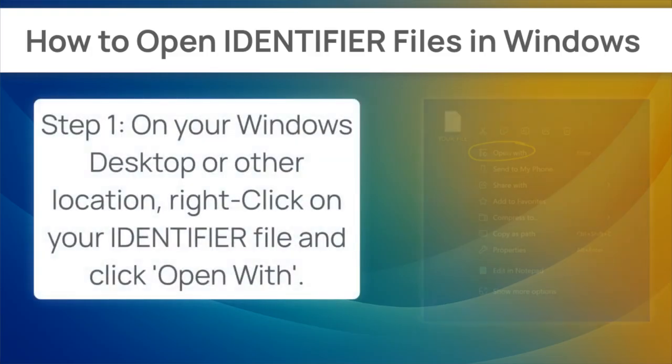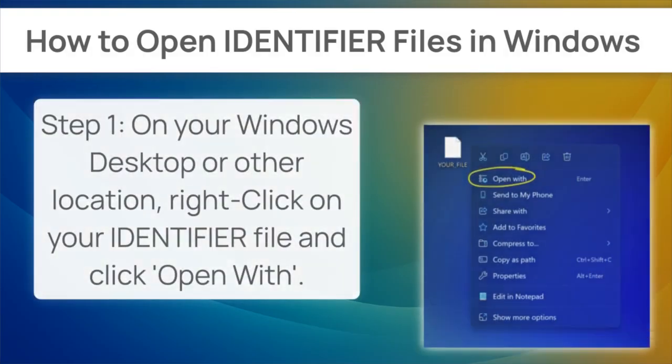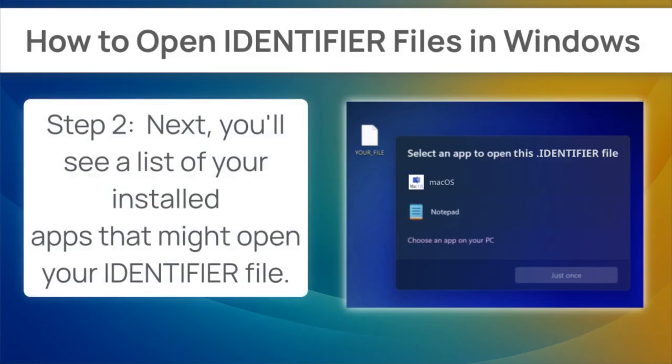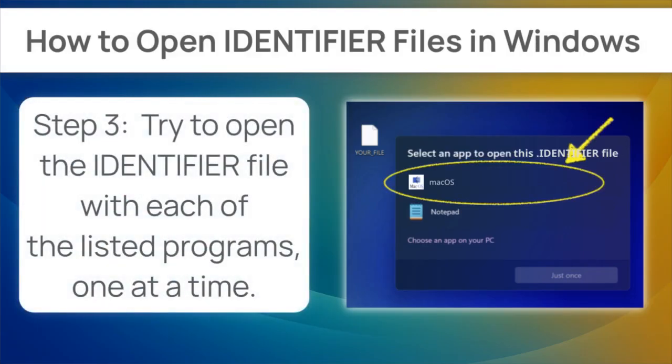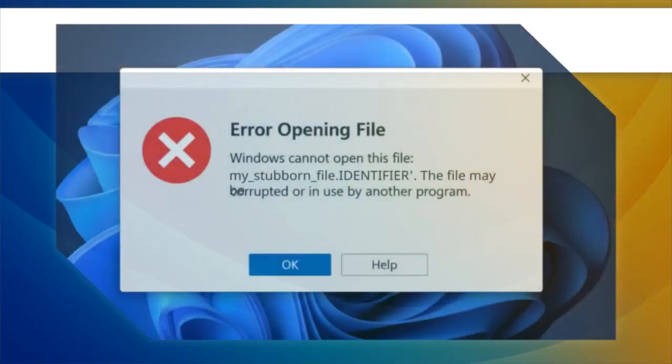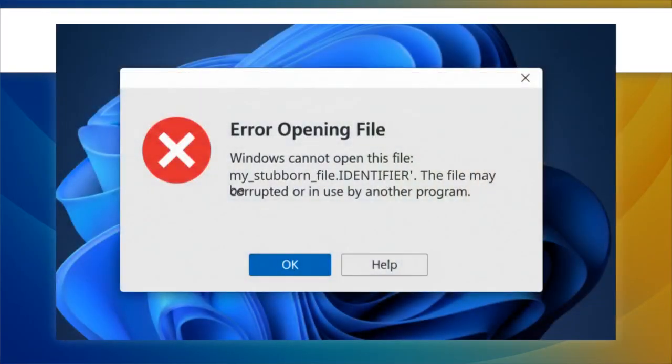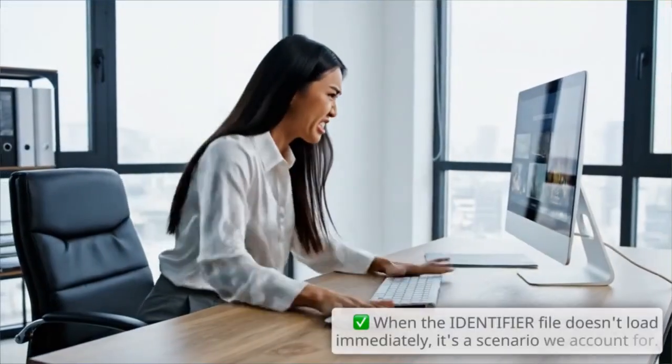The solution is usually simple compatibility. Right-click your identifier file and choose Open With. If macOS is there, test it now. If not, choose another application. Keep going until the identifier file opens. When your identifier file isn't responding, don't worry, it's typical. Before you download the universal fix, know what you're fixing.